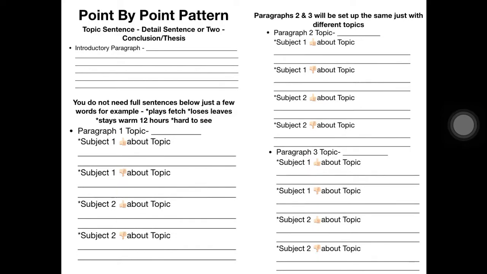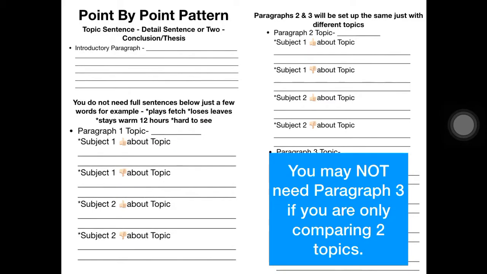So I want you to write that introductory paragraph, and then I want you to go ahead and put down your ideas for your other paragraphs. In this case, the point by point, you'll pick 2 or 3 topics and then write some kind of bulleted ideas there. If you see my examples, I'm not asking you to write full sentences on this page other than the introductory paragraph. Just, plays fetch, loses leaves, stays warm 12 hours. Just a word or 2 or 3 to spark your brain when you go to the next page to actually write out the full paragraph.